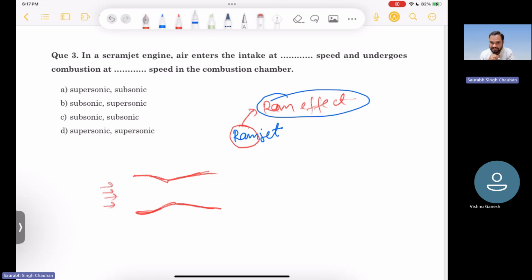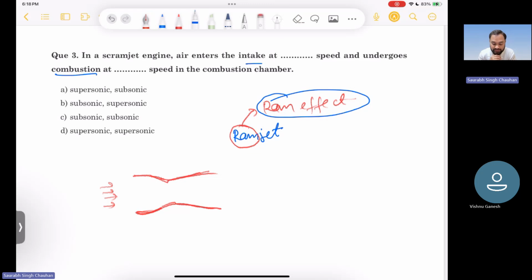Engines that use the ram effect are called ramjets. In ramjet engines you don't have any compressor, so you don't have any rotating or moving part. That is the advantage. Of course, after compression, the air reaches the combustion chamber, combustion happens, and then the air expands and you get the thrust. But the question is asking about intake and combustion. At intake it is at supersonic speed.